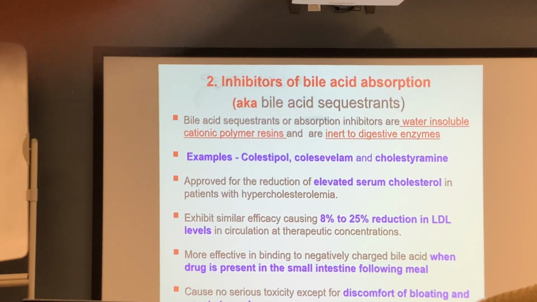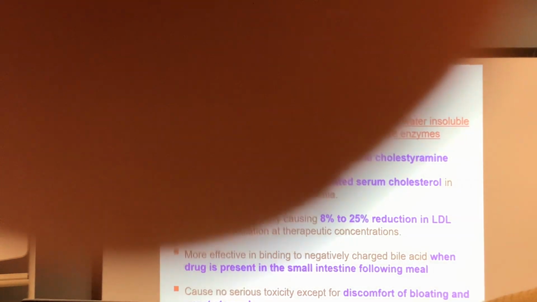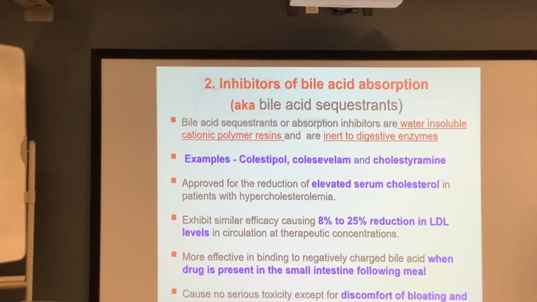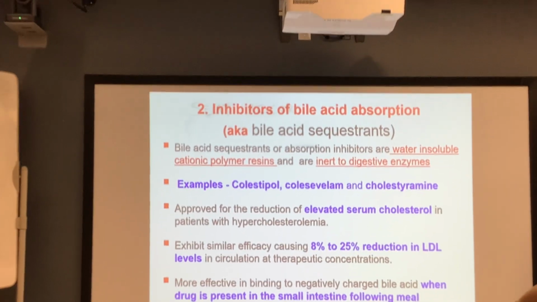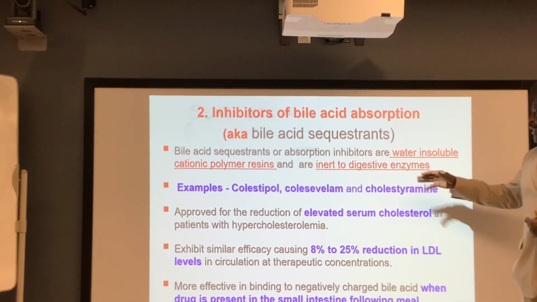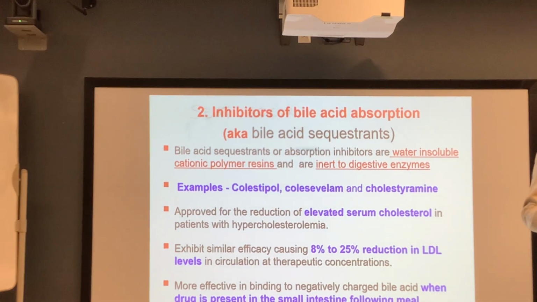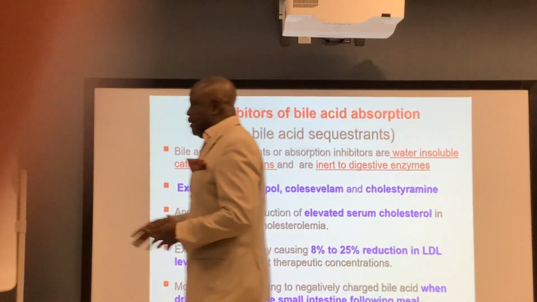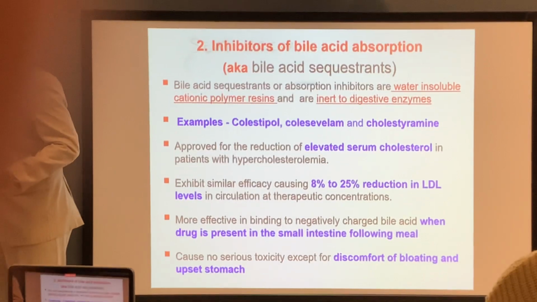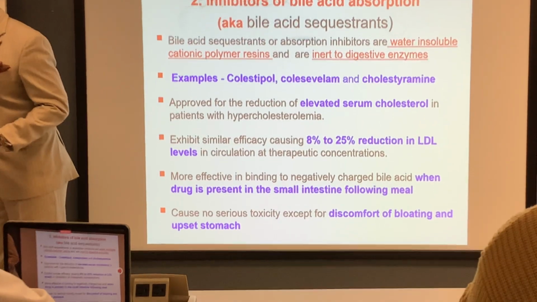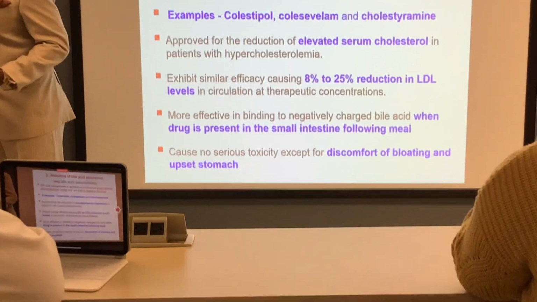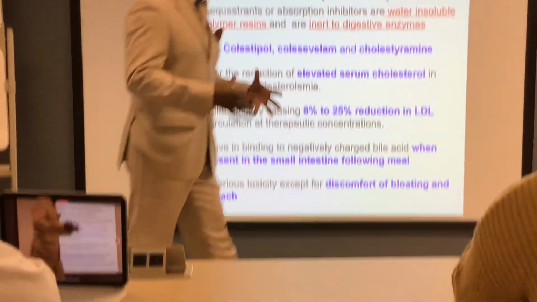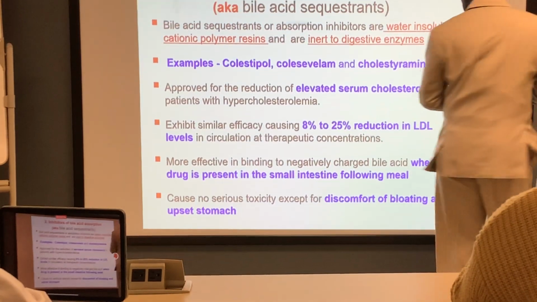Bile acid. And these sequestrants or absorption inhibitors, they are water insoluble, they are cationic polymer resins, and they are inert to digestive enzymes. And they have to be inert to digestive enzymes because there are digestive enzymes all around here. So you cannot be given an agent that's supposed to sequester the bile acid, and at the same time the enzymes are digesting them. That's what it means. You need to be able to leave them in a stable form.